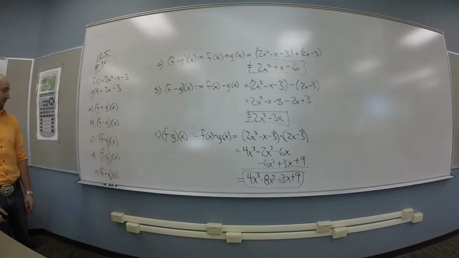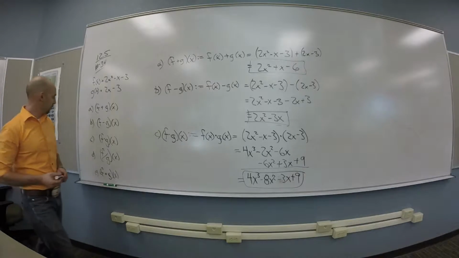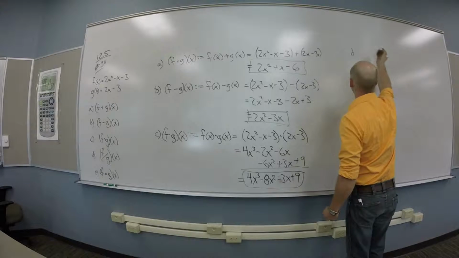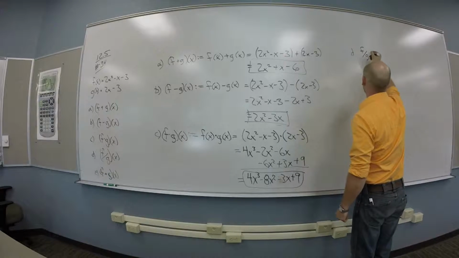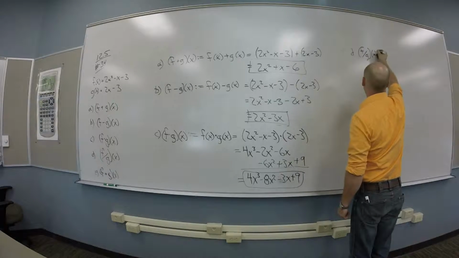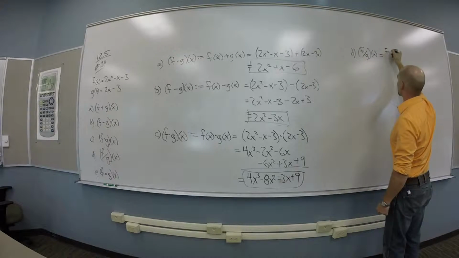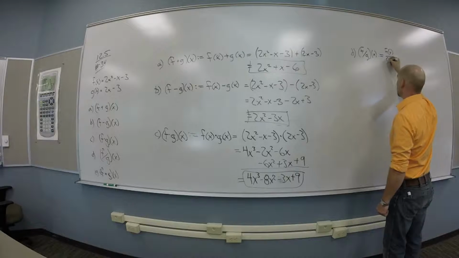All right, how about D? What's f over g? f of x over g of x. Okay, so f over g of x. So again, the only reasonable way to define this would be to do f of x divided by g of x.